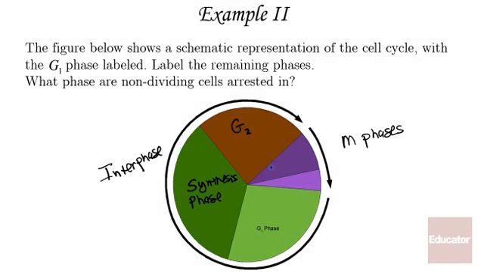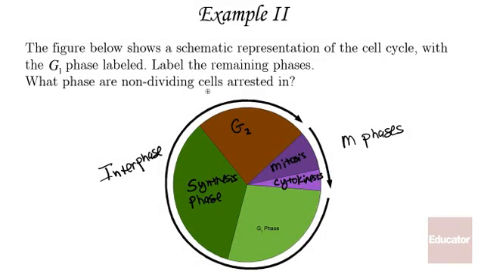Mitotic phase consists of mitosis, which is the separation of the chromosomes into 2 groups, 1 for each of the daughter cell nuclei. That is mitosis. Cytokinesis is the physical division of the parent cell into 2 daughter cells. And remember, in animal cells, that's via a cleavage furrow. In plant cells, it's via the formation of a cell plate. So these are the phases.